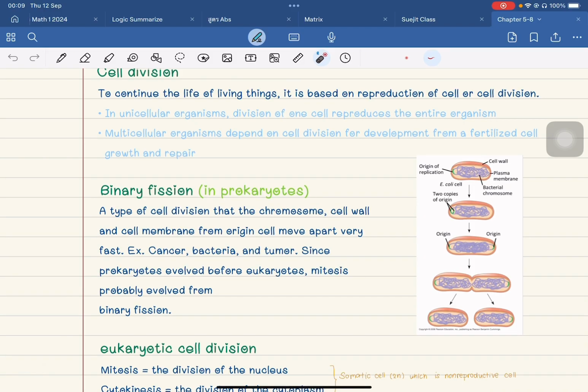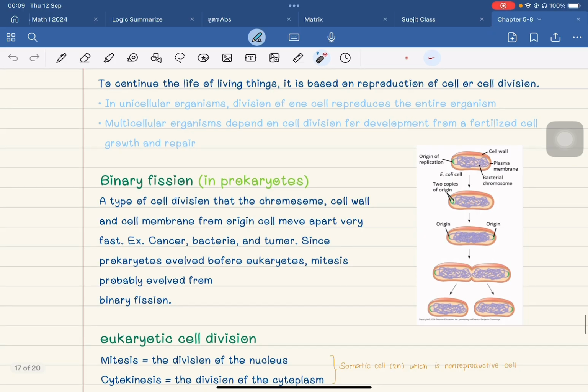So the first type is binary fission. This happens in prokaryotes. It's a type of cell division where the chromosomes, cell walls and cell membranes from the original cell move apart very fast, like in bacteria and tumors. Since prokaryotes evolved before eukaryotes, mitosis probably evolved from binary fission. Another name for binary fission is amitosis.